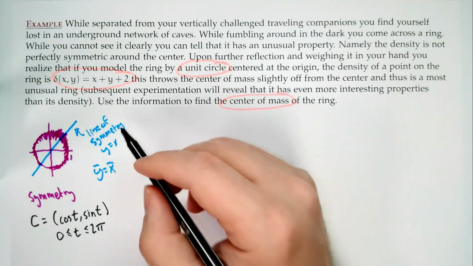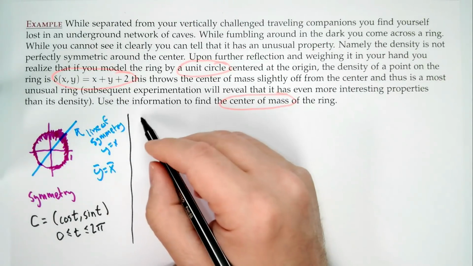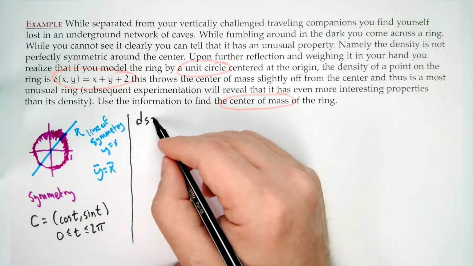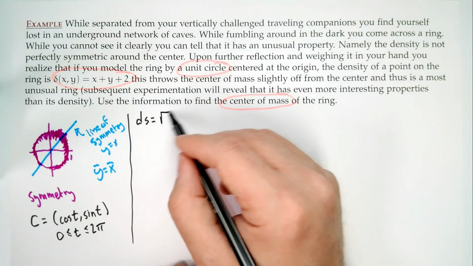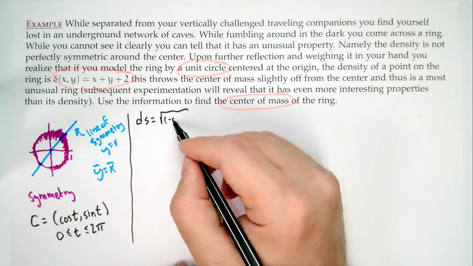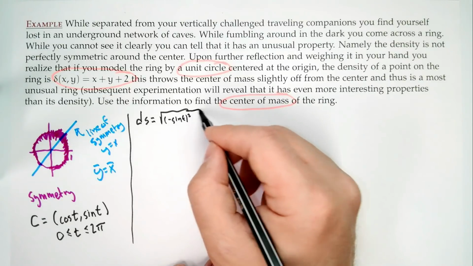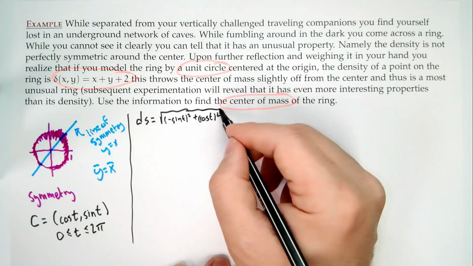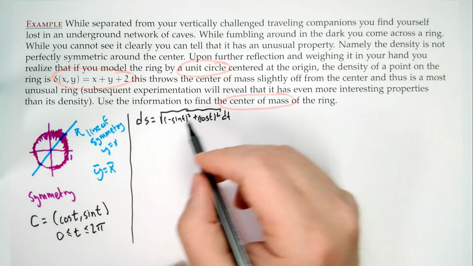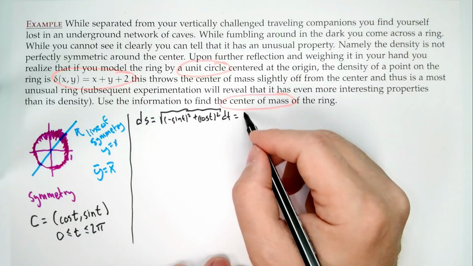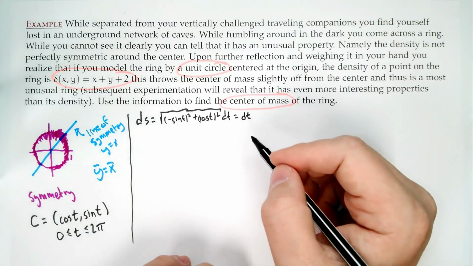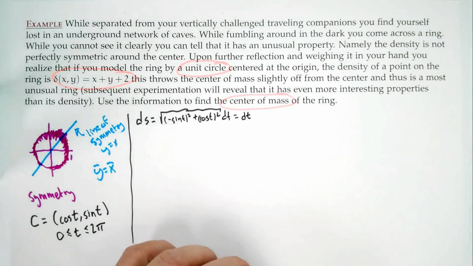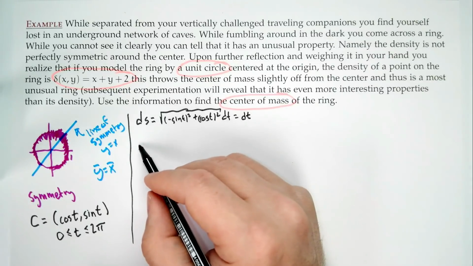So what happens? Well, let's do a quick computation for our ds. ds is going to be the square root of derivative of cosine, negative sine, squared, plus derivative of sine, which is cosine, squared, dt, and you get sine squared plus cosine squared, which is 1, meaning ds is dt, which is a very convenient thing for us to work with. So we're ready to do our computations.